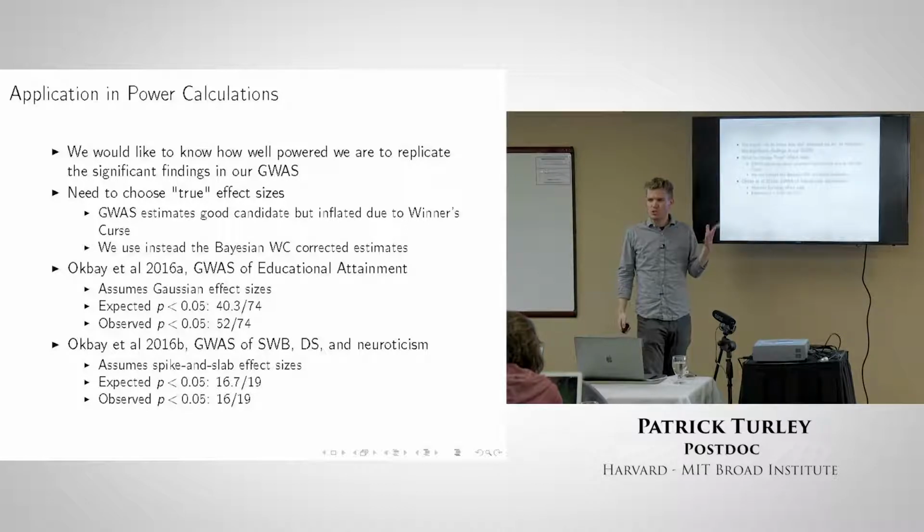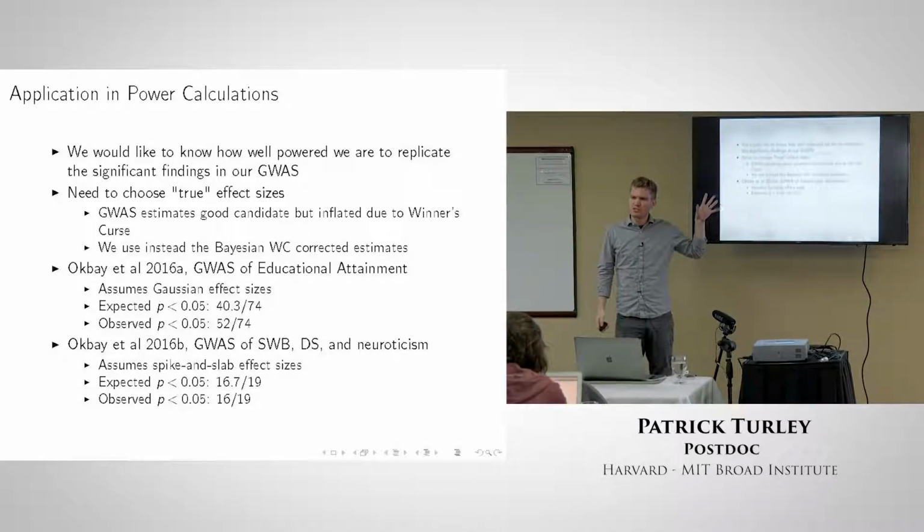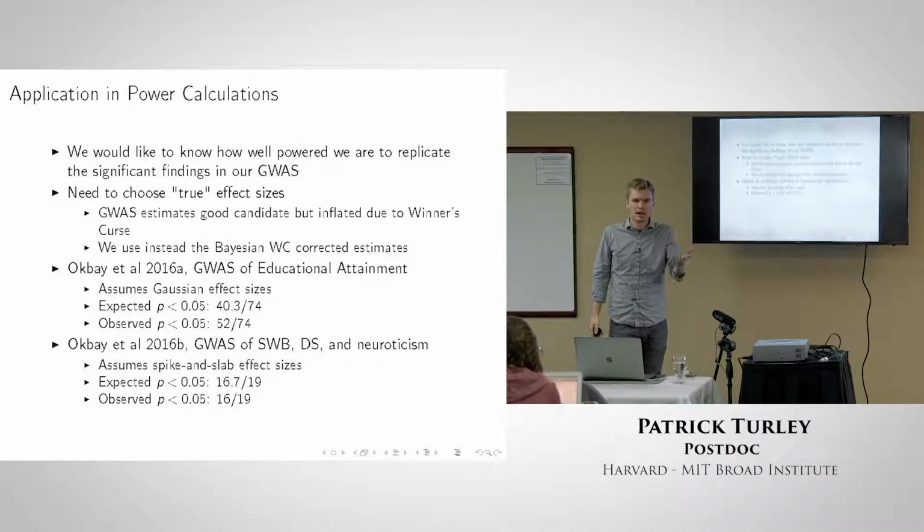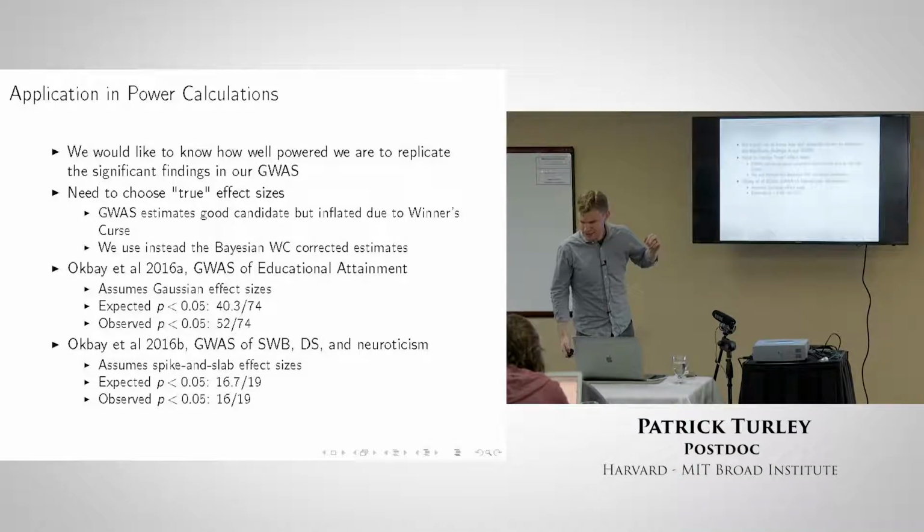And so if we don't do any kind of correction like this, or we don't take the winner's curse into account, we can make big mistakes in our power calculations that will cause us to think we're well powered when we aren't well powered.